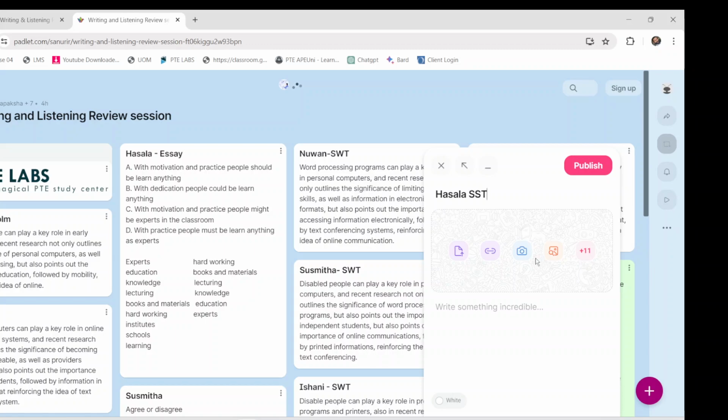Okay, you can submit the full answer to the Padlet, okay? Or else you can just send the 6 chunks as well.